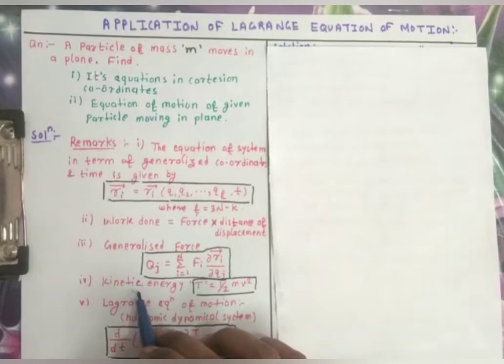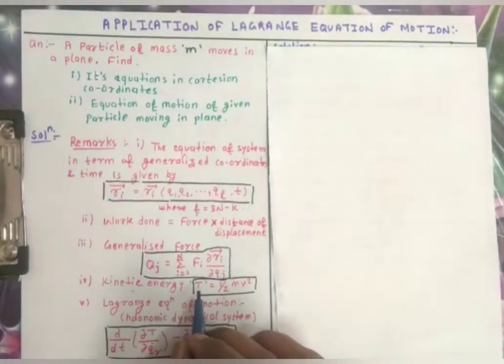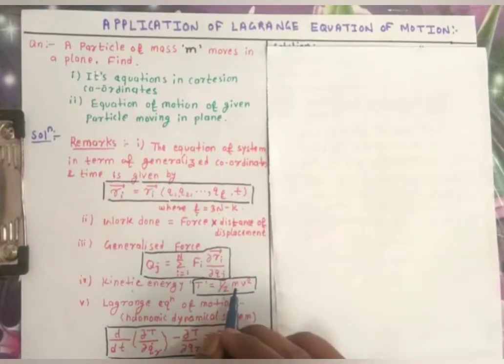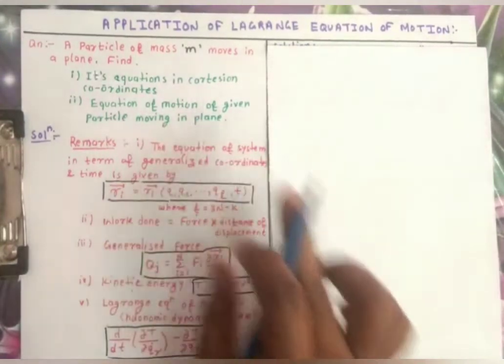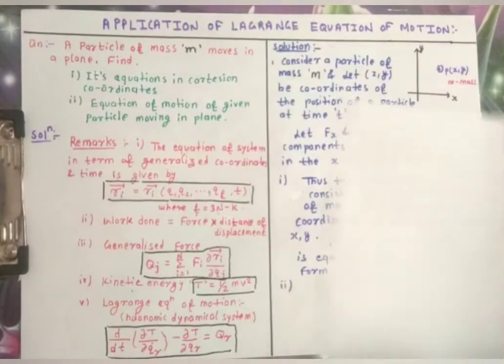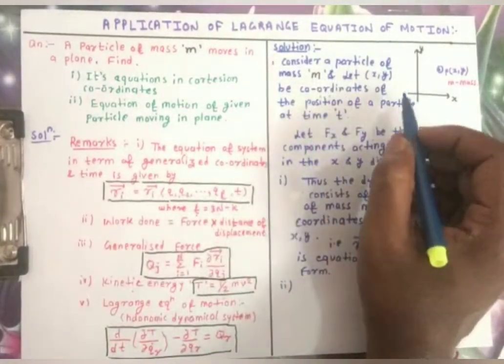And fourth, about kinetic energy, we know that kinetic energy is denoted by T and is equal to half m v squared, where m is the mass of the particle and v is velocity. The Lagrange equation of motion for a holonomic dynamical system is given by d by dt of del T by del qr dot, minus del T by del qr, is equal to Qr. So let's start its solution.